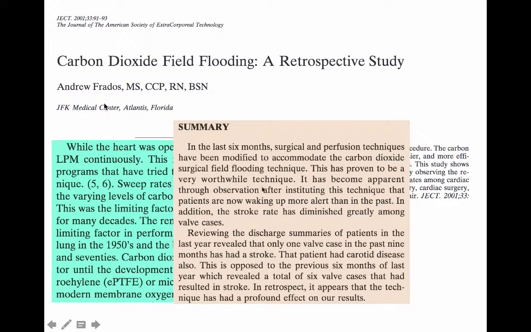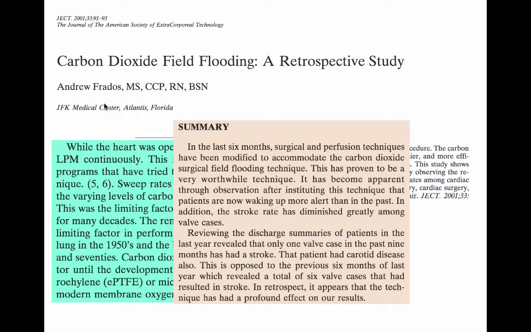It became apparent through observations after instituting this technique that patients are now waking up more alert than in the past. In addition, the stroke rates diminished greatly among the valve cases. Reviewing the discharge summaries of patients in the last year revealed that only one valve case in the past 9 months has had a stroke, and that patient had carotid disease also. This is opposed to the previous 6 months of the last year, which revealed a total of 6 valve cases each resulting in stroke. In retrospect, it appears that the technique has had a profound effect on our results.